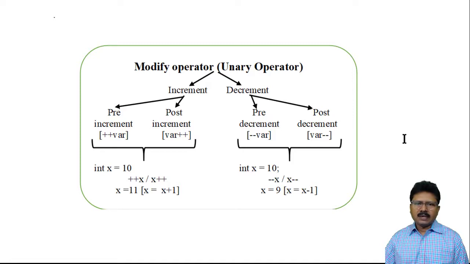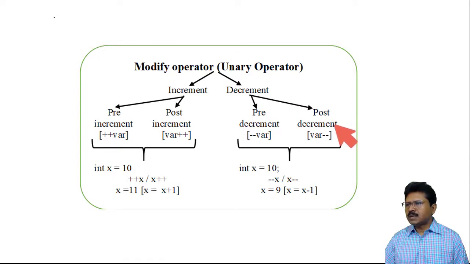The modify operator is also termed the unary operator, because it operates on a single operand. The modify operator is divided into two types: increment and decrement. Increment is again classified into pre-increment and post-increment. Decrement is classified into pre-decrement and post-decrement.